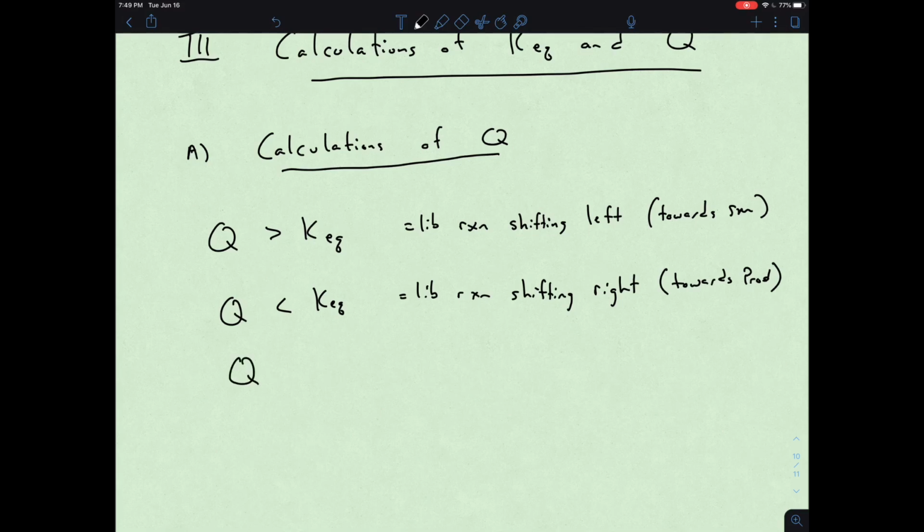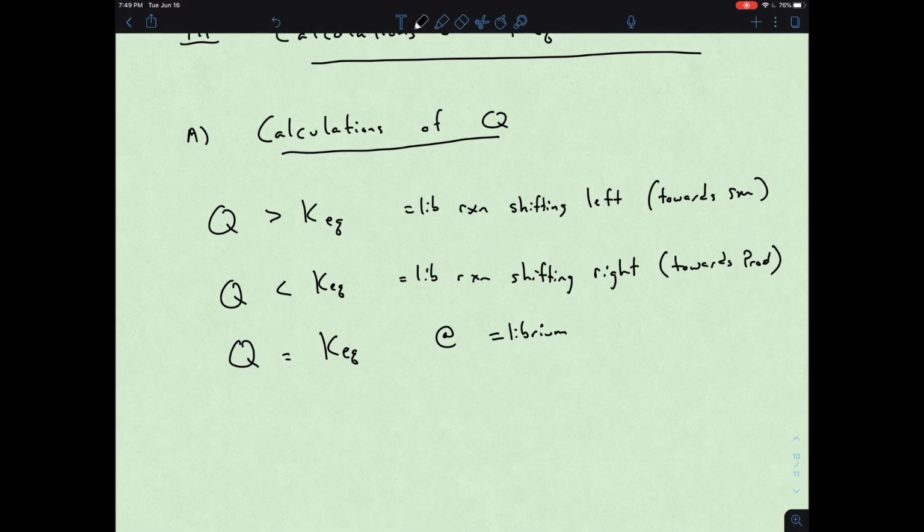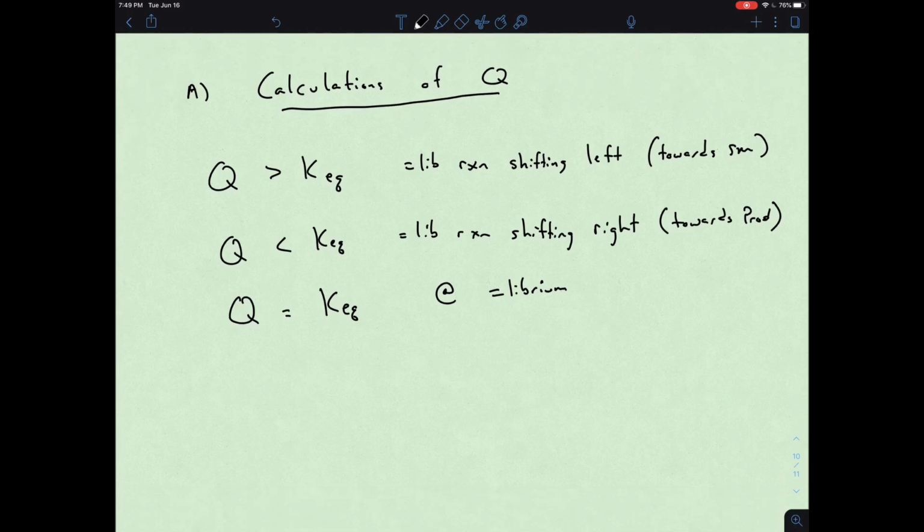And then if they're equal, well, that just means that we are at equilibrium. So, that's usually when we're talking about Q in calculations: the question is which way is the equilibrium shifting? Is it shifting left or right, or will this particular material, such as a starting material, increase or decrease, etc.?